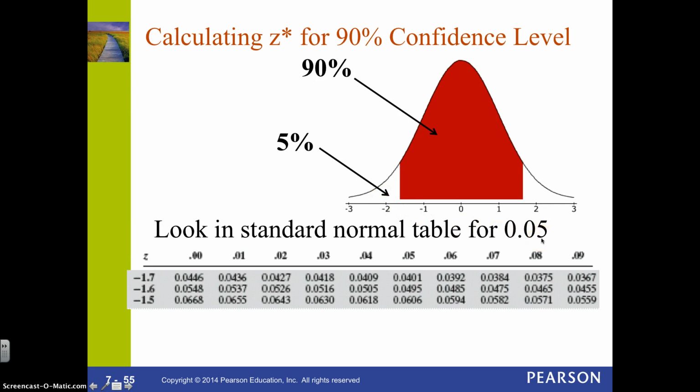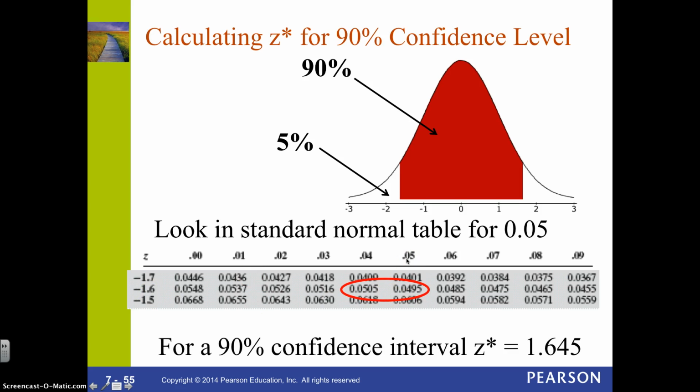So I'm looking for 0.05 in my table, and I don't find it exactly, but I do find that it's actually halfway in between these two values. So I'm halfway between negative 1.64 and negative 1.65. So halfway in between there is negative 1.645. Again, I'm not going to use the negative sign because I actually have a plus or minus in the front. So we're actually using both negative here and the positive there.